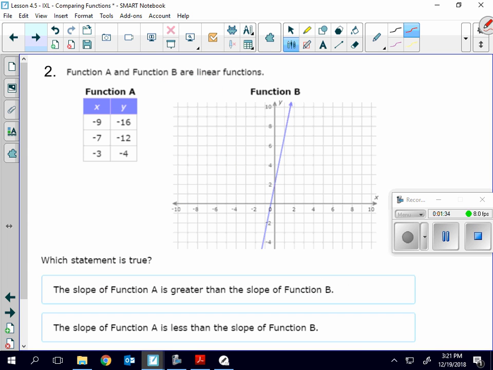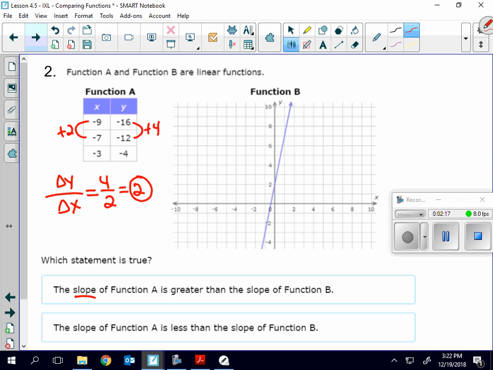Let's try another one. This time we're comparing a table to a graph. And we're still looking for slope of the two different functions. So function A, slope from a table. Remember, it's the change in y over the change in x. So from here to here, I am getting bigger by 4. You're going up on your number line by 4. From -9 to -7, that's also getting bigger by 2. So our slope is the rise over run, 4 over 2, which is 2. So the slope of function A is 2.